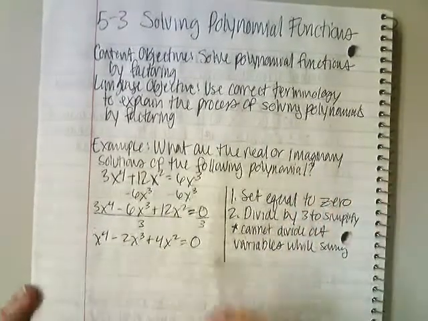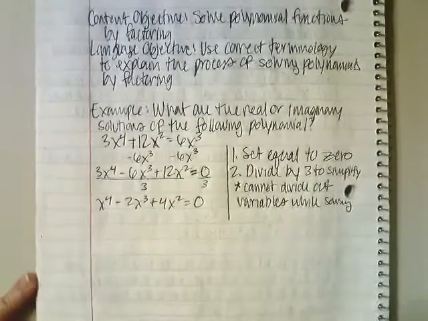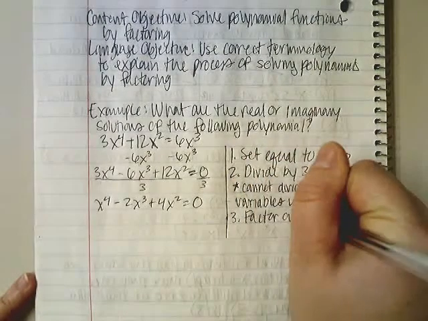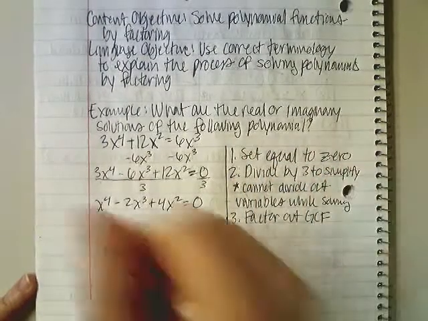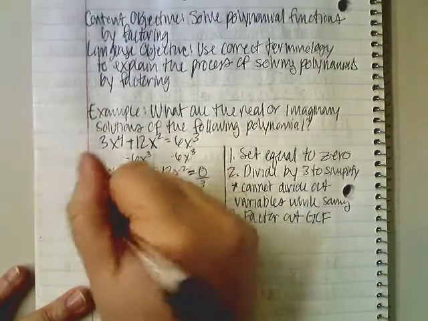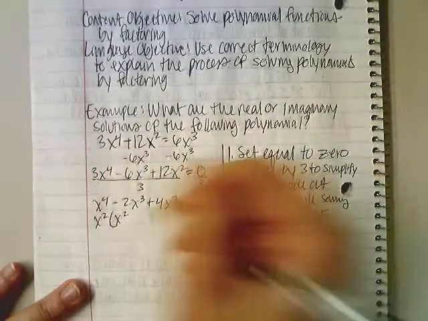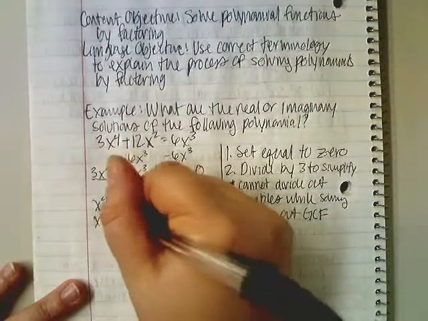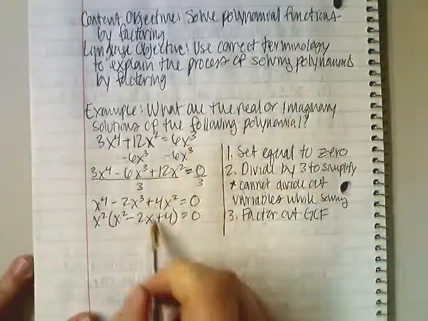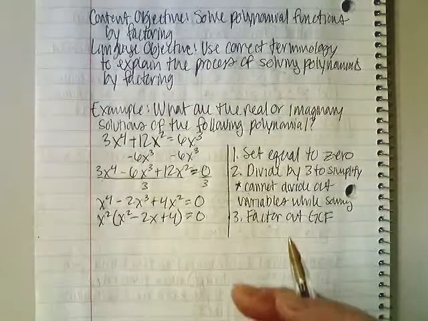So you can't get rid of variables while solving, is the key point. Now that I have my trinomial, I can factor out a GCF to solve. So that's what I'm going to do next. I notice all the terms have an x squared that I can factor out, so I'm going to factor that out. If you had kept the 3 there, you could also factor out the 3. You will end up getting the same answer. I just think it's easier to work with if we divide out the 3. It's smaller numbers to work with.